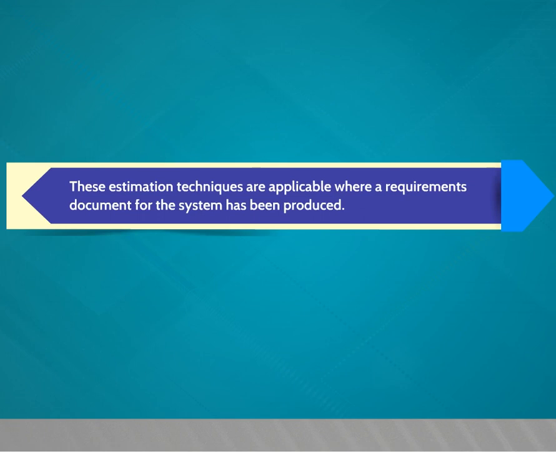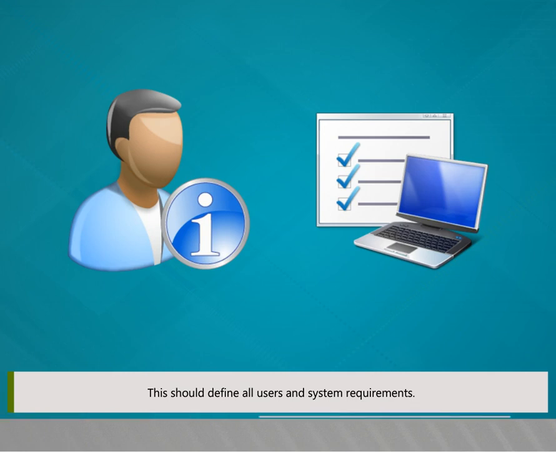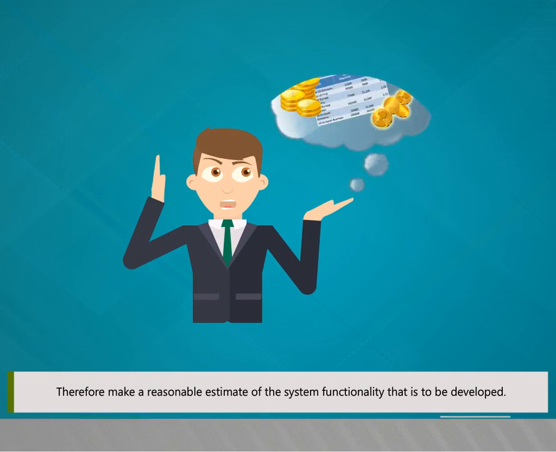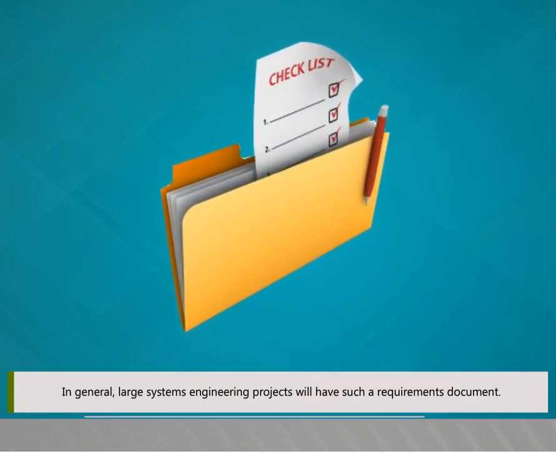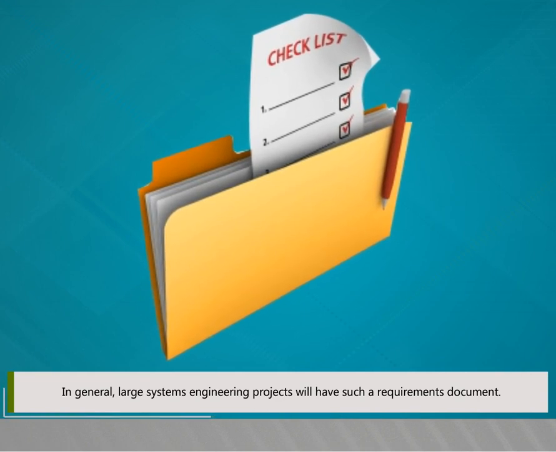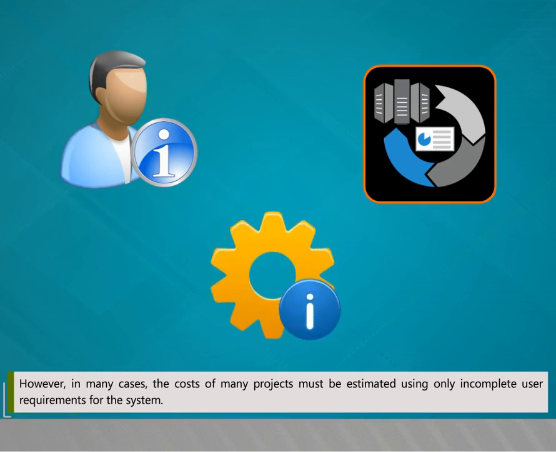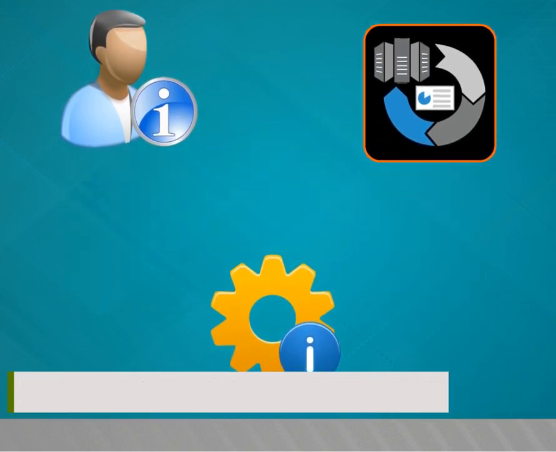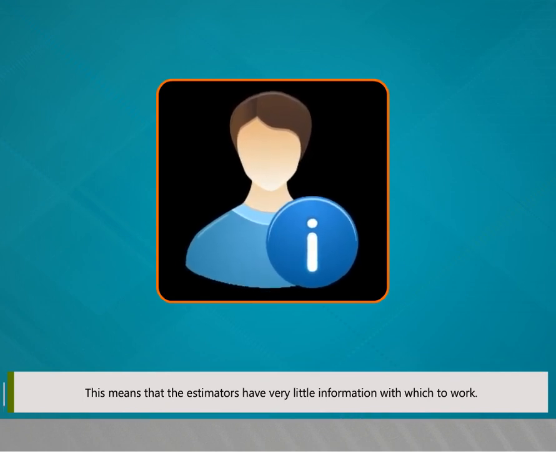These estimation techniques are applicable where the requirements document for the system has been produced. This should define all users and system requirements. Therefore, you can make a reasonable estimate of the system functionality that is to be developed. In general, large systems engineering projects will have such a requirements document. However, in many cases, the cost of many projects must be estimated using only incomplete user requirements for the system. This means that the estimators have very little information with which to work.